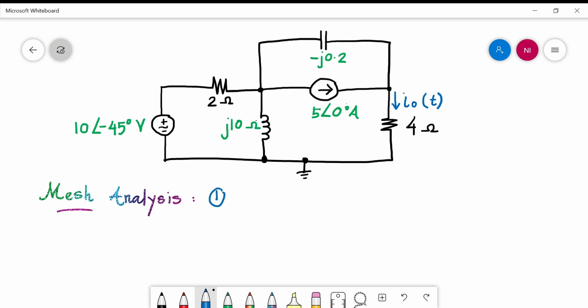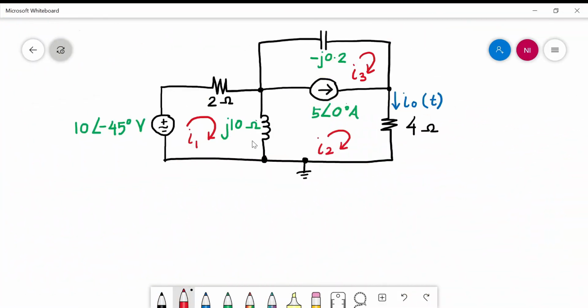First thing to do is identify how many loops there are in this circuit, then write KVL for each loop. But before you write KVL, ask yourself whether this circuit has a supermesh. If the circuit contains a supermesh, you need to write KVL and also KCL.